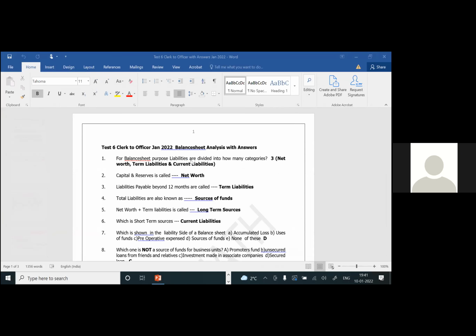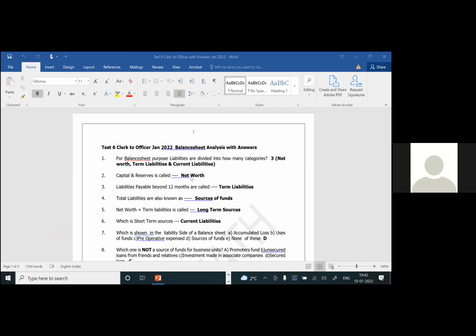For balance sheet purposes, liabilities are divided into how many categories? That is my question. For balance sheet purposes, liabilities are classified into 3 categories. What are they? Net worth, term liabilities, and current liabilities. This I have explained to you. What is net worth, sir? Capital and reserves. Capital plus reserves and surplus is called net worth.